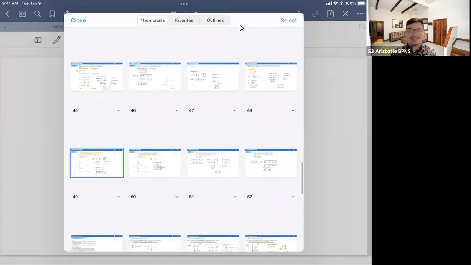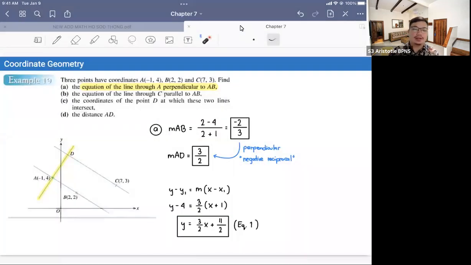Now let's continue with example number 19. This example has a lot of questions, so I'm going to break down each question piece by piece. On example number 19, you have 3 points, which are A, B, and C. For letter A, find the equation of the line through A perpendicular to AB.